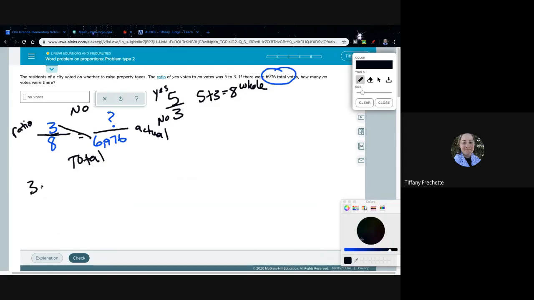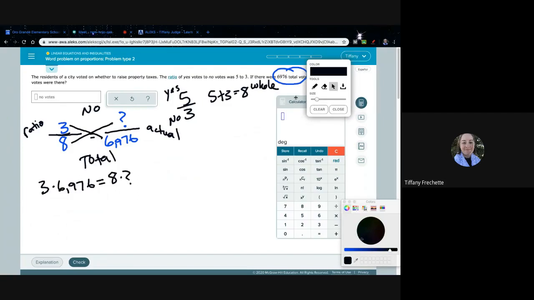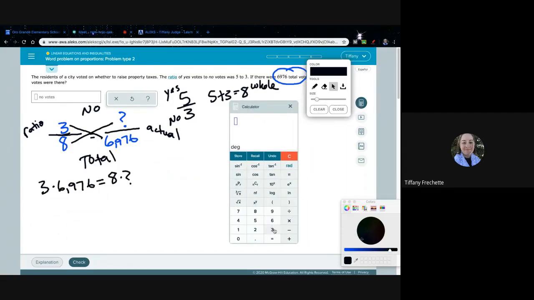Let's cross multiply now that we have a ratio. So we have 3 times 6,976 equals 8 times question mark. Let's grab our calculator here. Move that over. So we have 3 times 6,976. I typed the wrong thing. All right, 20,928 equals 8 question mark.